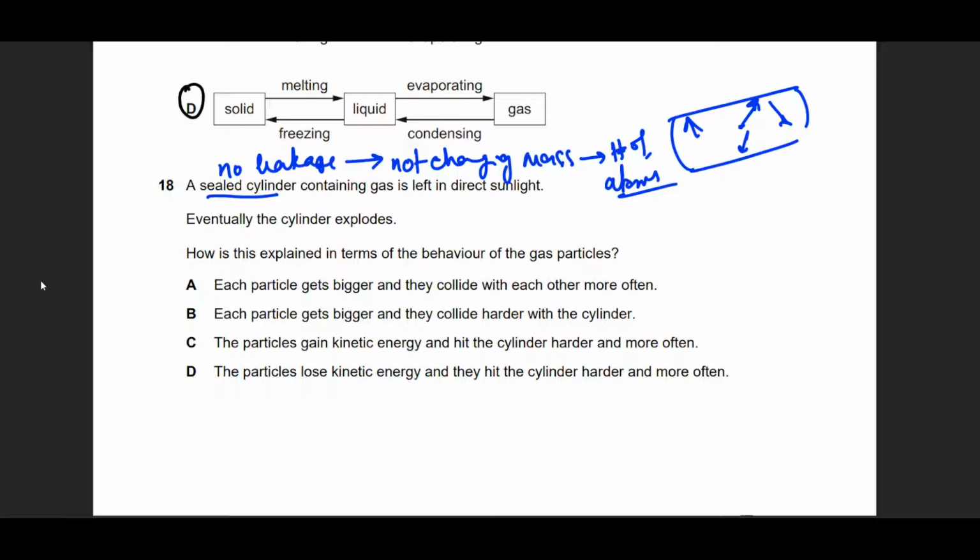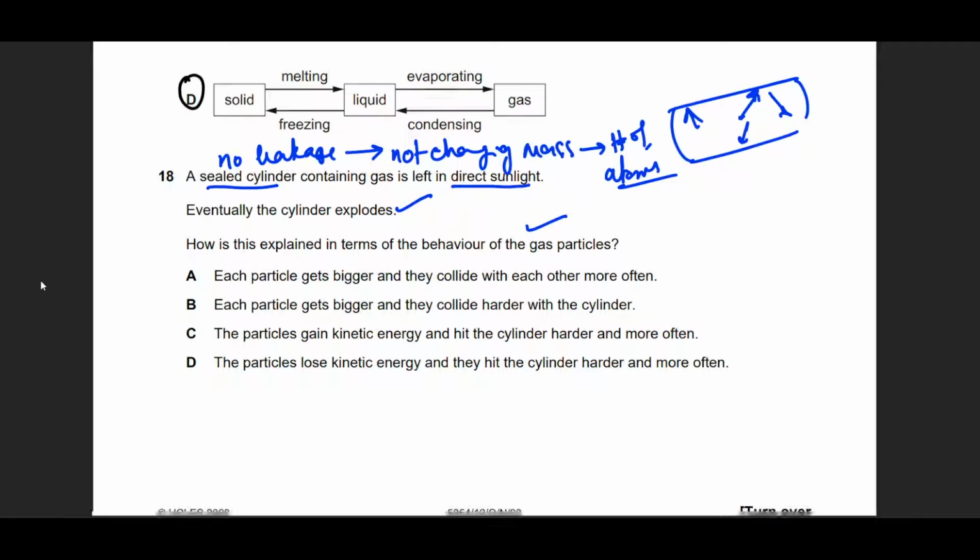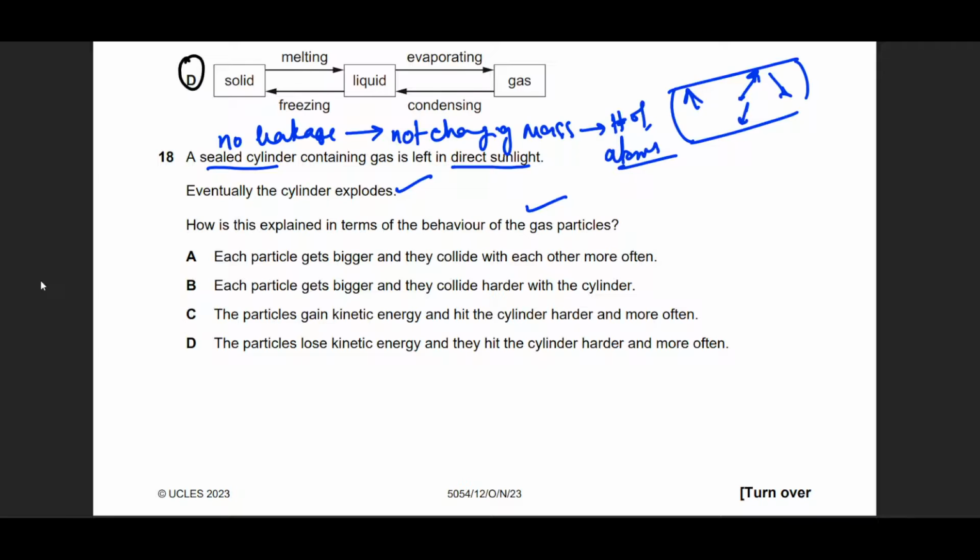Eventually, he says that it's left in the direct sunlight, it will gain thermal energy, it will gain energy from the radiation, infrared radiation. Eventually, the cylinder explodes, okay, very evidently. How is this explained in terms of the behavior of the gas particles? Now, this is where the problem begins. He says that the particles get bigger. This is inherently wrong physics.